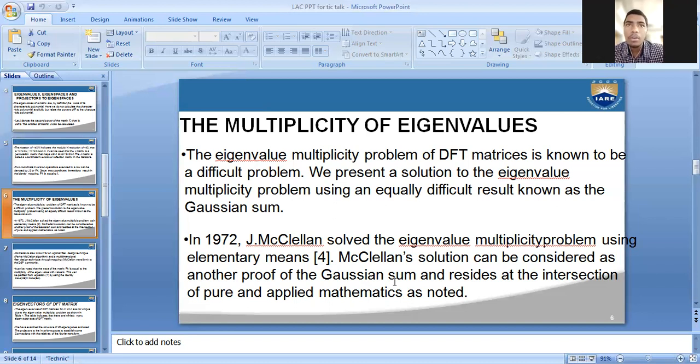As we said before, the multiplicity problem is solved using an equally difficult result known as the Gaussian sum. McClellan's solution is considered another proof for that Gaussian sum and resides at the intersection of pure and applied mathematics, as noted. The Gaussian sum and McClellan's solution are the two proofs for our problem, the eigenvalue multiplicity problem of DFT matrices. Here we are getting two proofs for that.